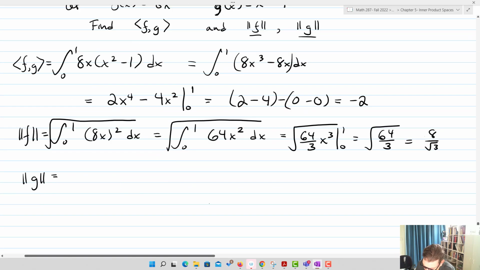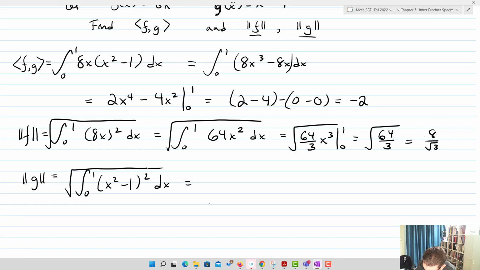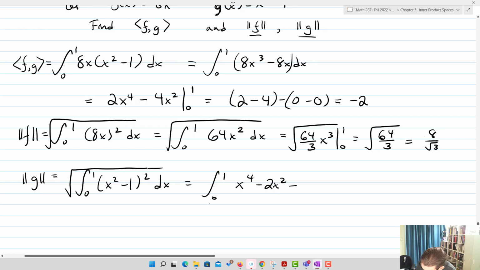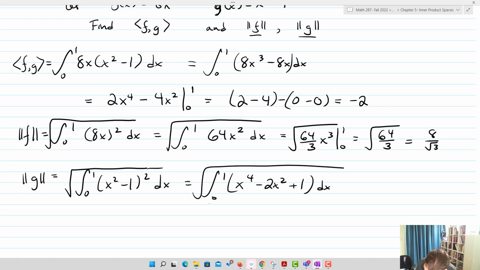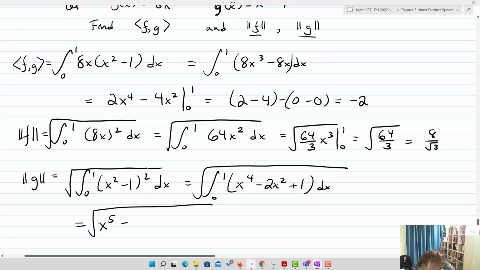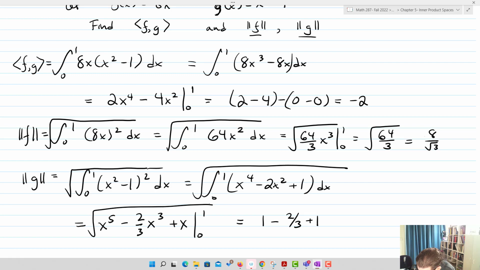So the magnitude of g then is going to be the square root of the integral from 0 to 1 of (x squared minus 1) squared dx, which is equal to the integral from 0 to 1 of x to the 4th minus 2x squared plus 1 dx. And we'll take the square root of that. This is then going to equal the square root of x to the fifth over 5 minus 2/3 x cubed plus x, evaluated from 0 to 1. So this is going to end up being 1 minus 2/3 plus 1, and then minus, essentially, minus 0.